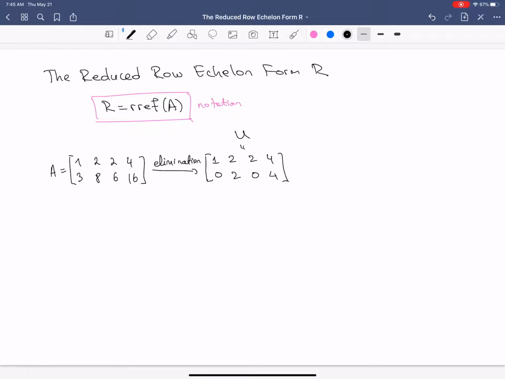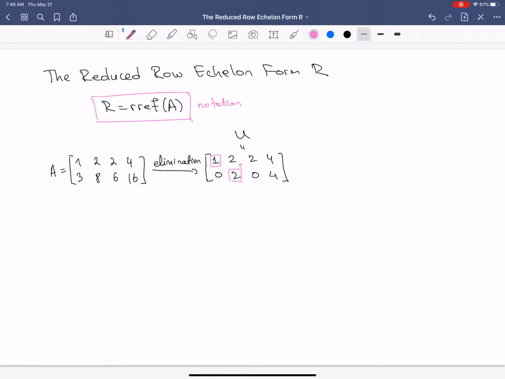Now from U, we can do a little bit more to get to the reduced row echelon form R. What is the reduced row echelon form? Well, the goal is to have the pivot value equal to 1. So the first pivot is already a 1, no problem. So we need to continue to carry out these elimination operations that we know of to get a 1 in each pivot position, and then eliminate not only below but also above the pivot. So I'm going to want to eliminate above the pivot as well.